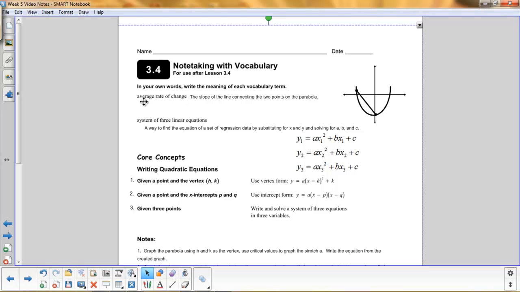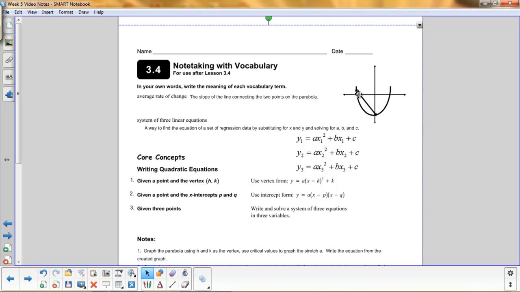All right, so the average rate of change, that's going to be the slope of a line that is connecting 2 points on the parabola. So notice that I've gone ahead and drawn a parabola here. I've sketched a graph of one, and then I've drawn a line connecting 2 points on that parabola. I could have picked any 2 points that I wanted to create an average rate of change, and so I've given this as the example.